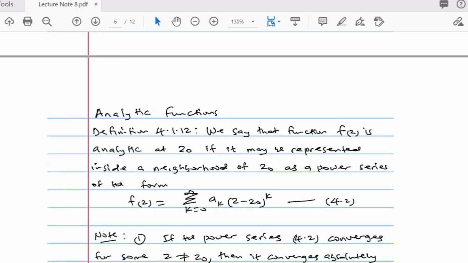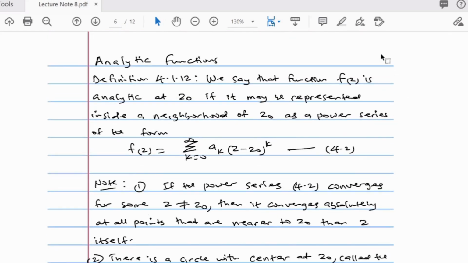Now, we want to go to analytic functions. These are functions that we are going to make use of in our calculus of residues. So what is an analytic function? You must recall throughout that your f is a complex function. Your complex function f of z is said to be analytic at z naught if it can be represented in the neighborhood of z naught by a power series of this form.